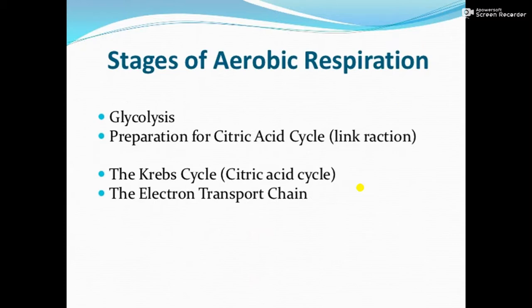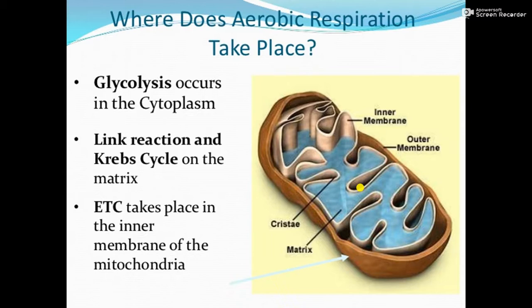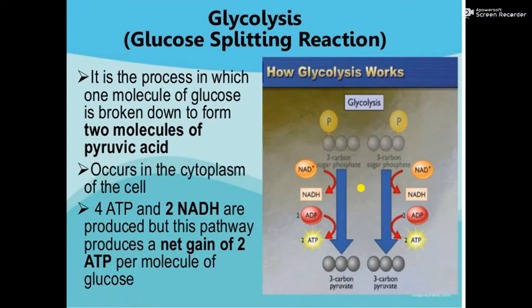Stages of aerobic respiration. There are four stages. One is glycolysis, another is preparation for the citric acid cycle or acetyl-CoA formation, the Krebs cycle, and the electron transport chain. Where does the aerobic respiration take place? The glycolysis occurs in the cytoplasm, the link reaction and Krebs cycle in the matrix of the mitochondria, and the electron transport chain takes place in the inner membrane of the mitochondria. So the first step, glycolysis.